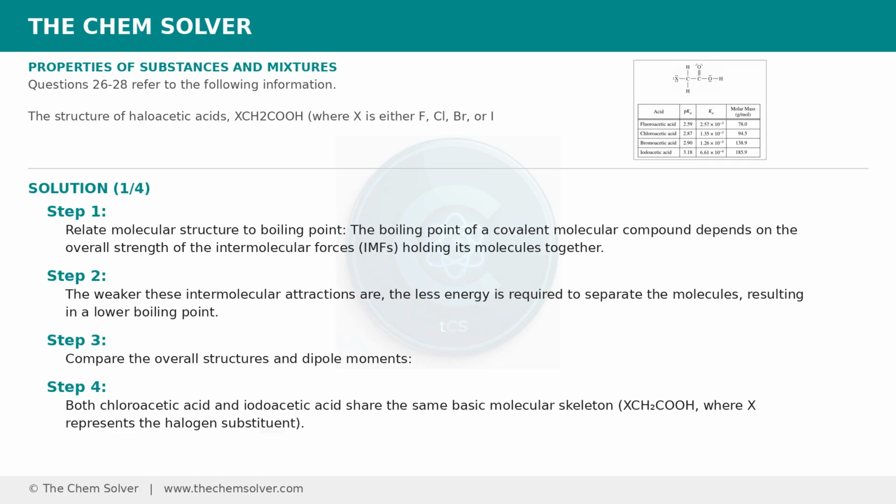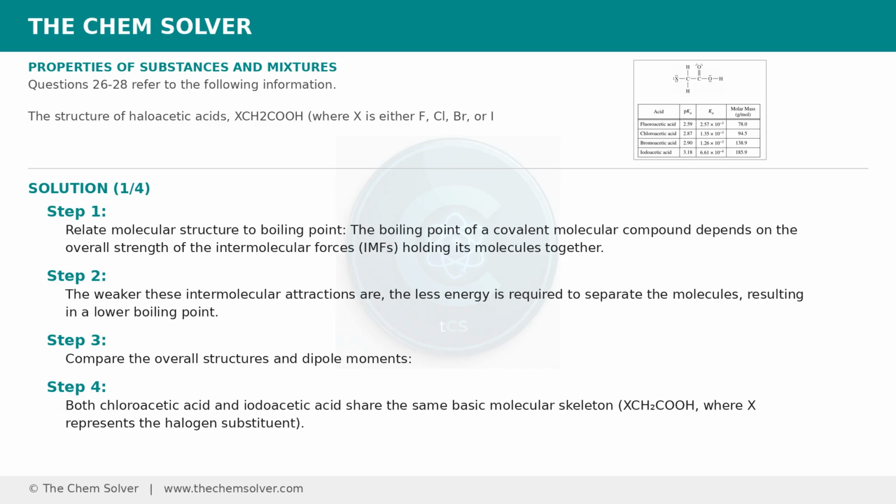Relate molecular structure to boiling point. The boiling point of a covalent molecular compound depends on the overall strength of the intermolecular forces, IMFs, holding its molecules together. The weaker these intermolecular attractions are, the less energy is required to separate the molecules, resulting in a lower boiling point. Compare the overall structures and dipole moments.